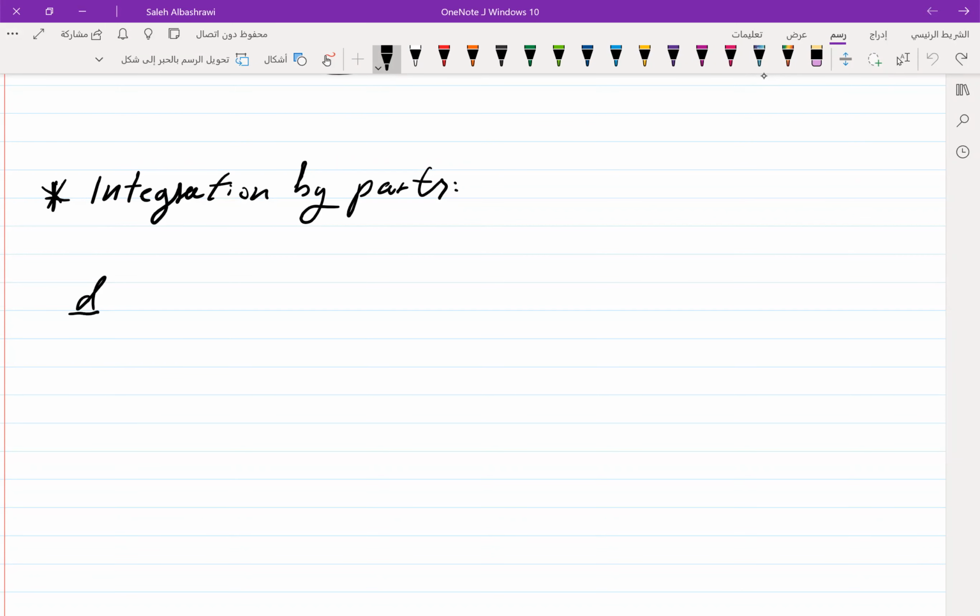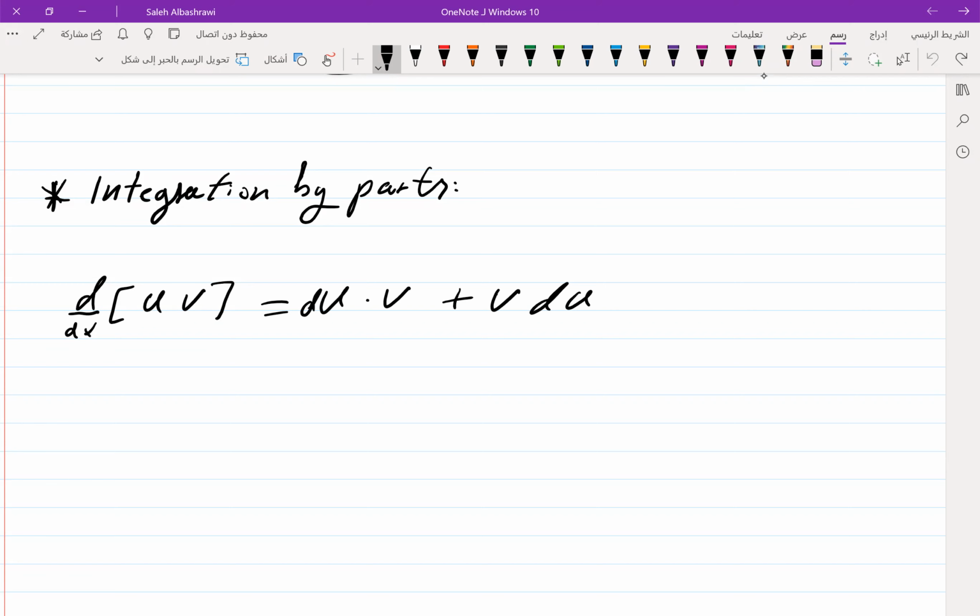d by dx of uv is equal to u prime or du multiplied by v plus v prime, or dv, multiplied by u. The derivative of the product is equal to the derivative of the first function multiplied by the second plus the derivative of the second one multiplied by the first.